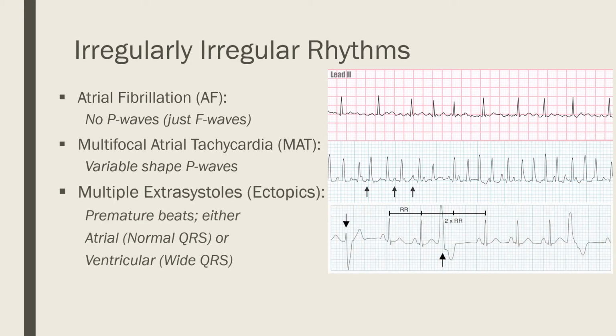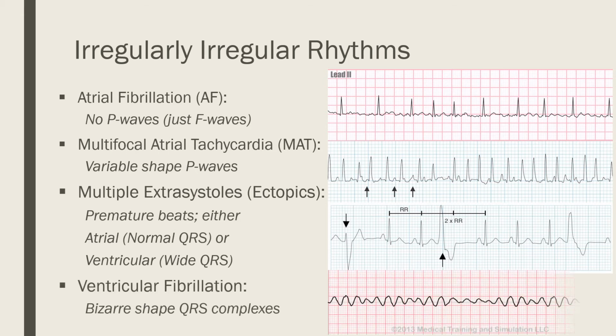Third, multiple extrasystoles or multiple ectopics, either premature beats from the atria, in which there is a normal QRS, or from the ventricles, which have a wide QRS complex. The fourth type is ventricular fibrillation, in which there are bizarre shaped, wide QRS complexes, irregular with a chaotic rhythm.